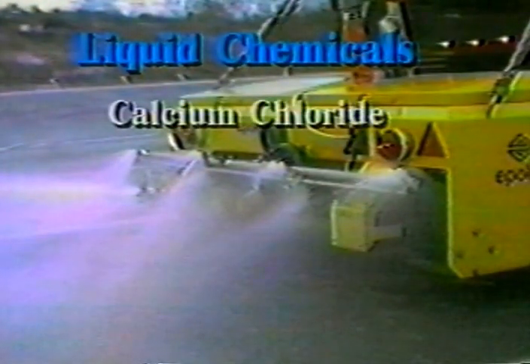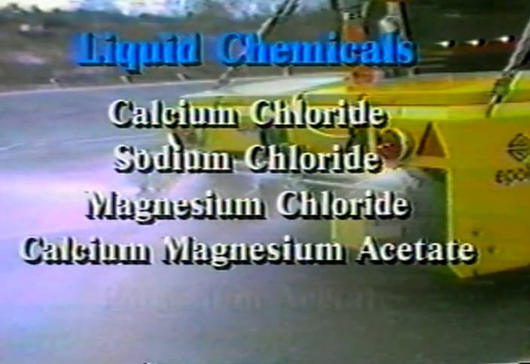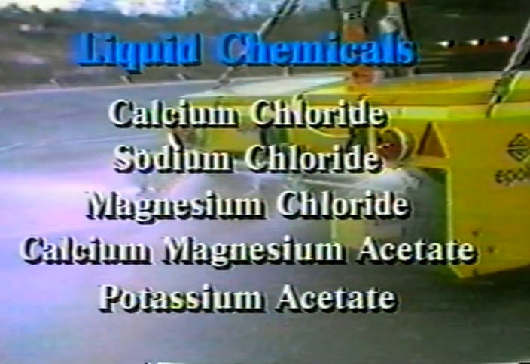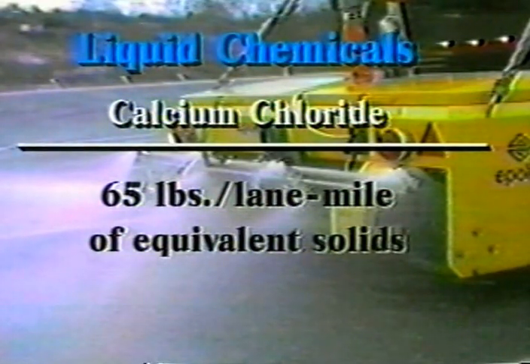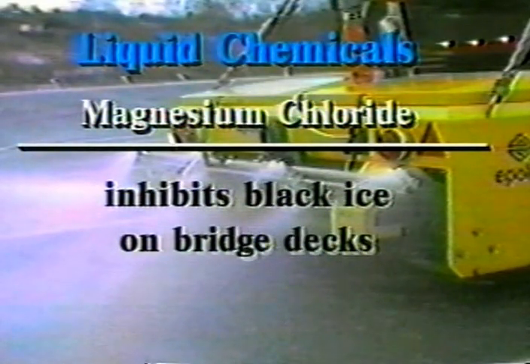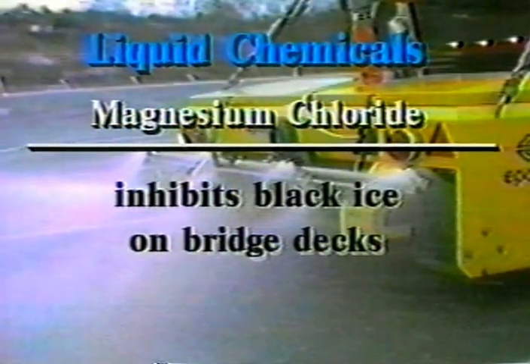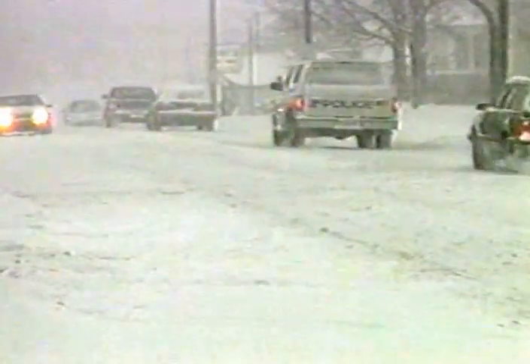Five chemicals: calcium chloride, sodium chloride, magnesium chloride, calcium magnesium acetate, and potassium acetate have all been used in liquid anti-icing treatments. Calcium chloride has been used on some highways at rates down to 65 pounds per lane mile of equivalent solid chemical. 20 to 25% sodium chloride solutions have been shown to be effective for anti-icing and for removing frost and black ice. Magnesium chloride solutions have been effective in inhibiting development of black ice on bridge decks. Liquid chemicals applied during heavy snowfall or freezing rain can be diluted to the point that the solutions freeze unless very high quantities are used.